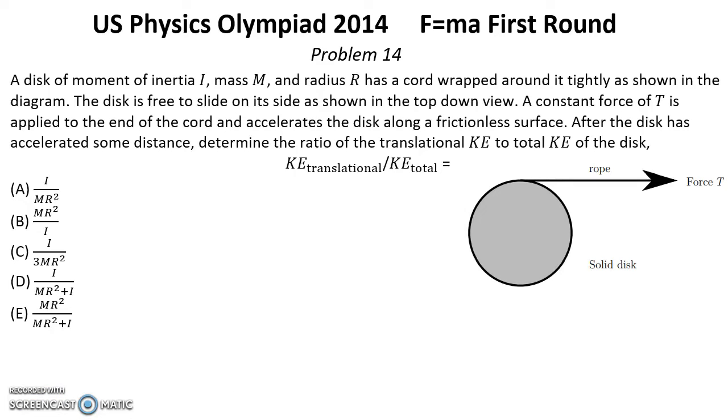Problem number 14. A disk of moment of inertia I, mass m and radius r has a cord wrapped around it tightly as shown in the diagram. The disk is free to slide on its side as shown in the top-down view. A constant force T is applied to the end of the cord and accelerates the disk along a frictionless surface. After the disk has accelerated some distance, determine the ratio of the translational kinetic energy to the total kinetic energy of the disk.